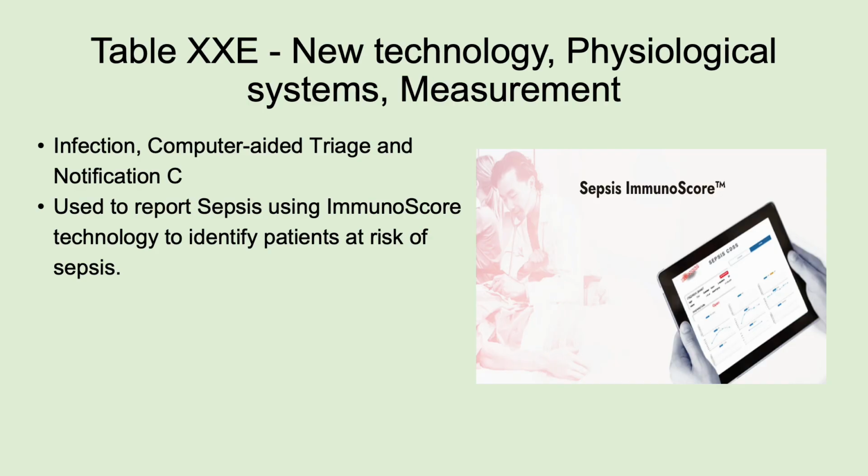Several new rows were added to table XXE, new technology physiological system measurement. So we have infection, computer-aided triage and notification, value C. This is to report sepsis using immunoscore technology to identify patients at risk.